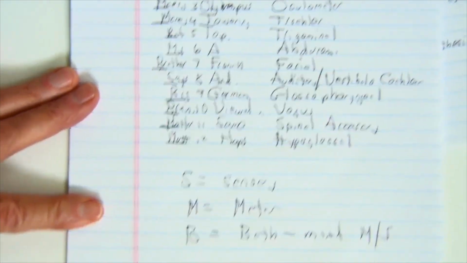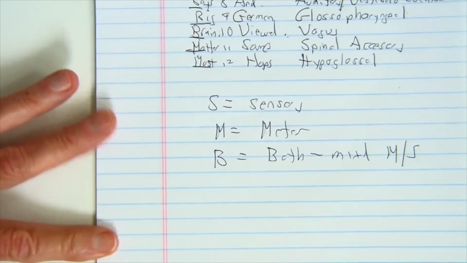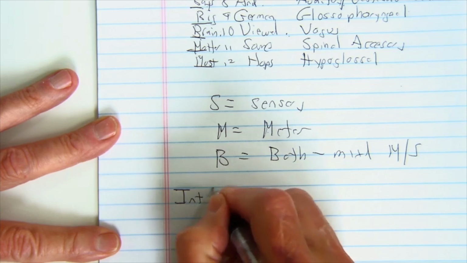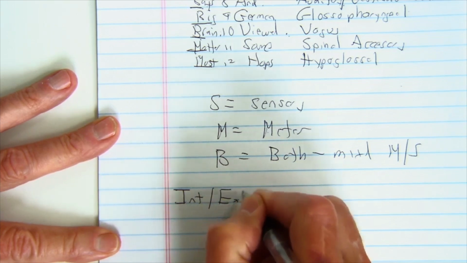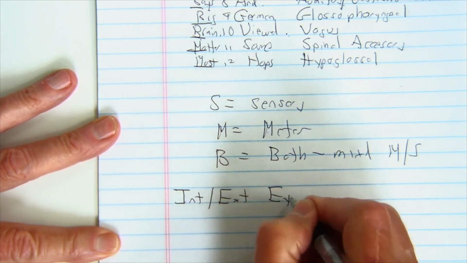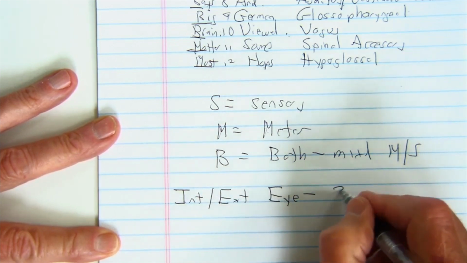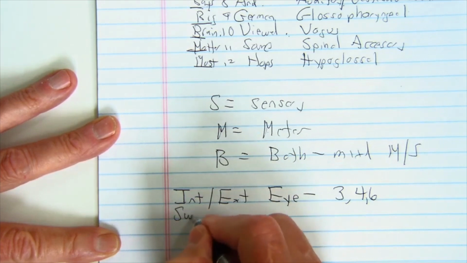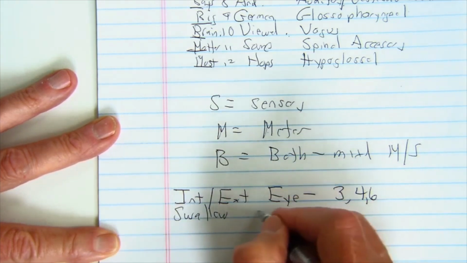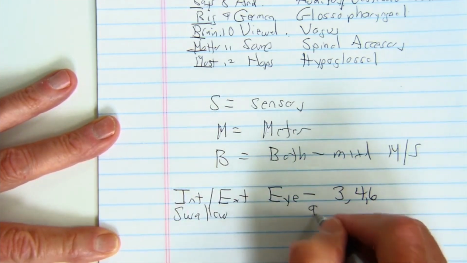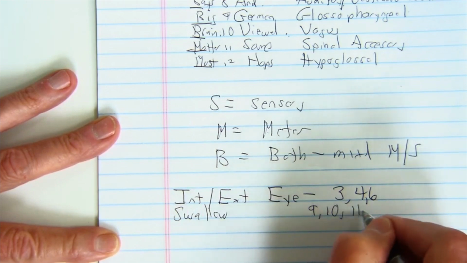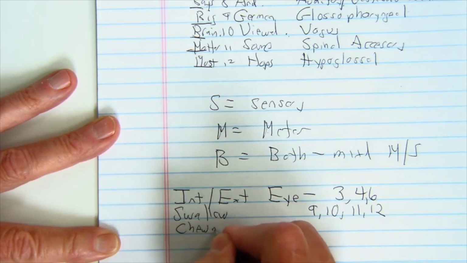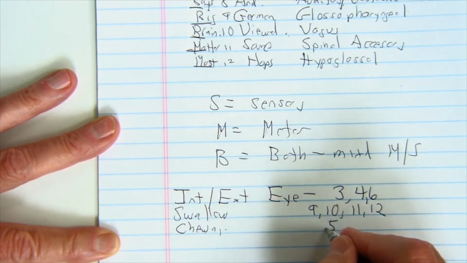And then you just want to keep some generalities in your mind. Remember, when you're thinking of intrinsic, extrinsic eye, you're always going to think 3, 4, 6. When you think swallow, think of some generalities of 9, 10, 11, 12. When you think of chewing or mastication, you're going to think of 5.